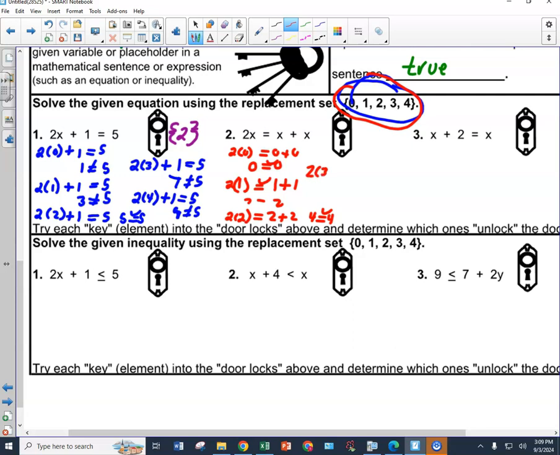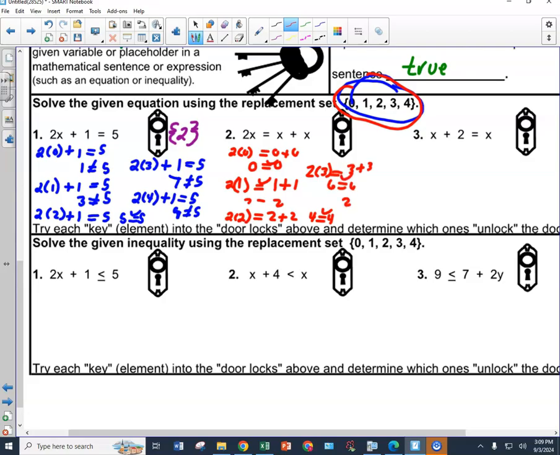2 times 3 equals 3 plus 3. Is that true? That is true. So 6 equals 6. That's a check.